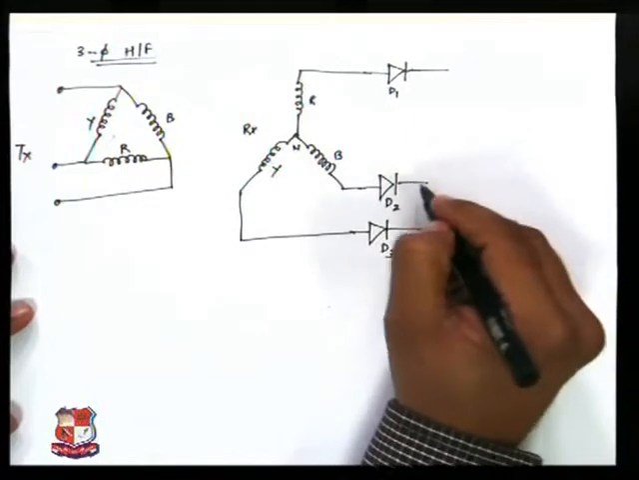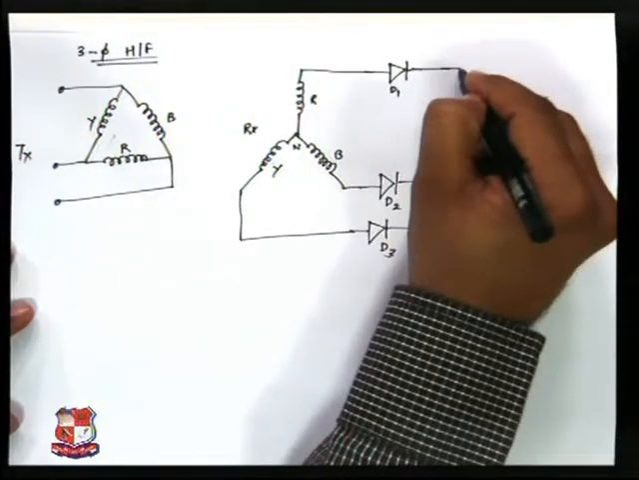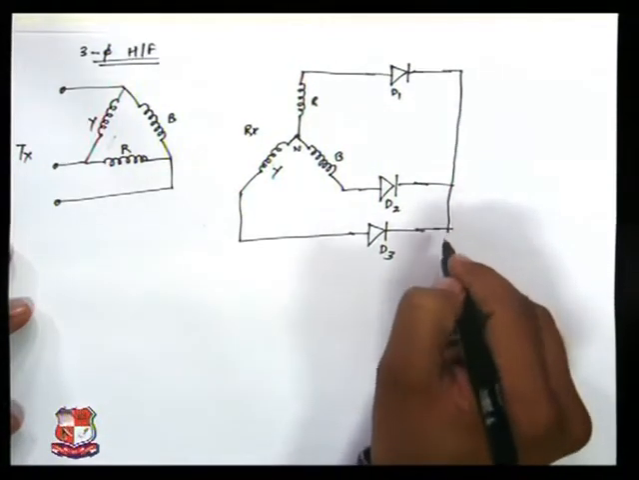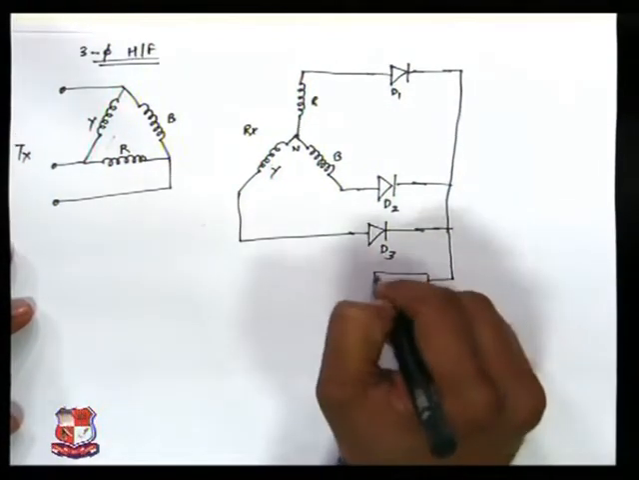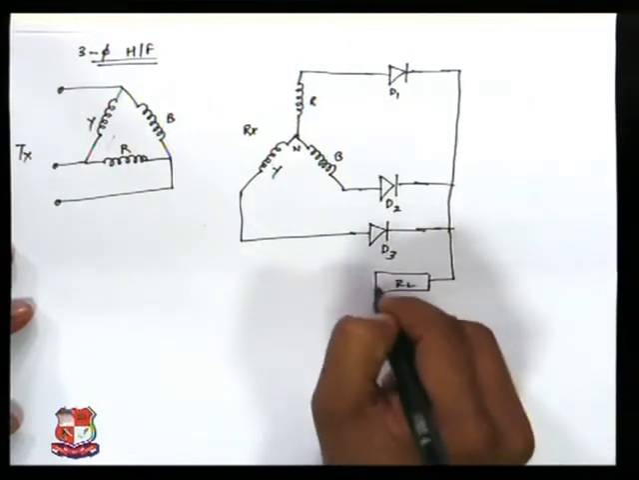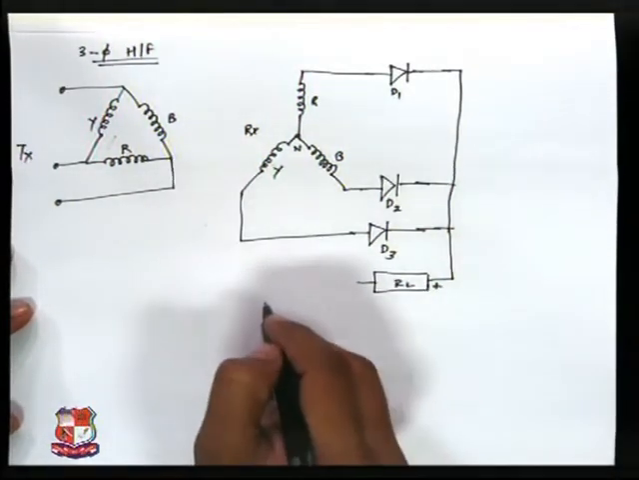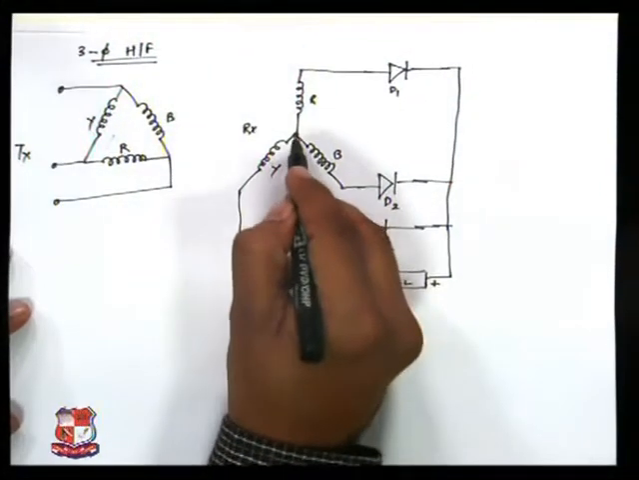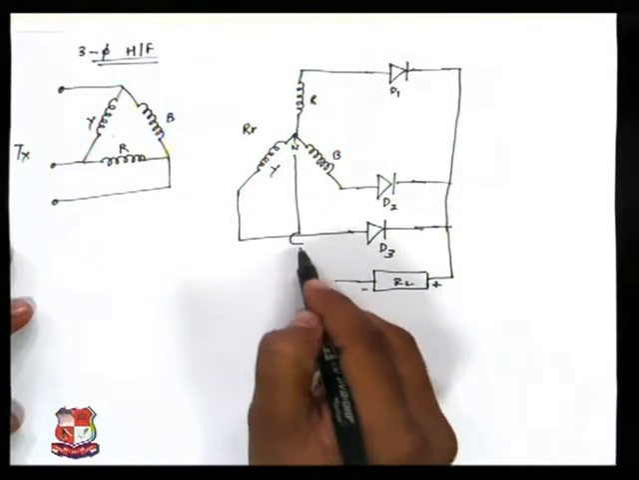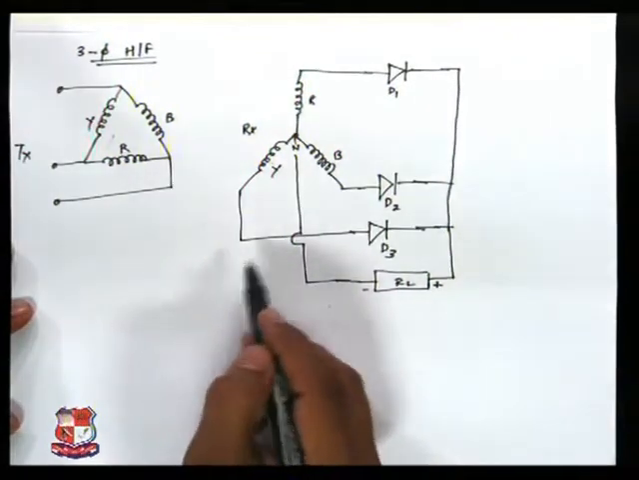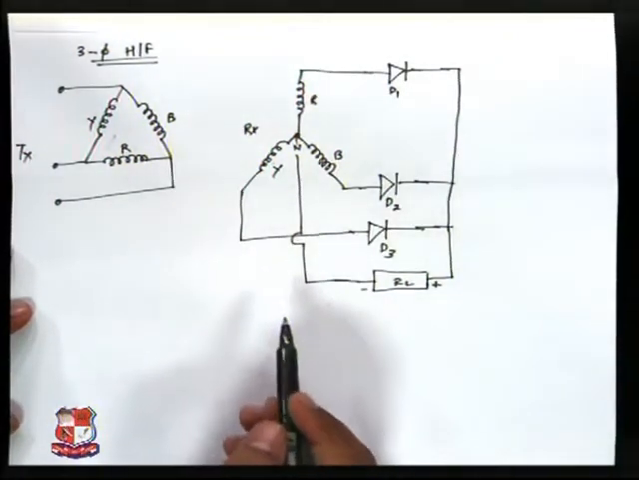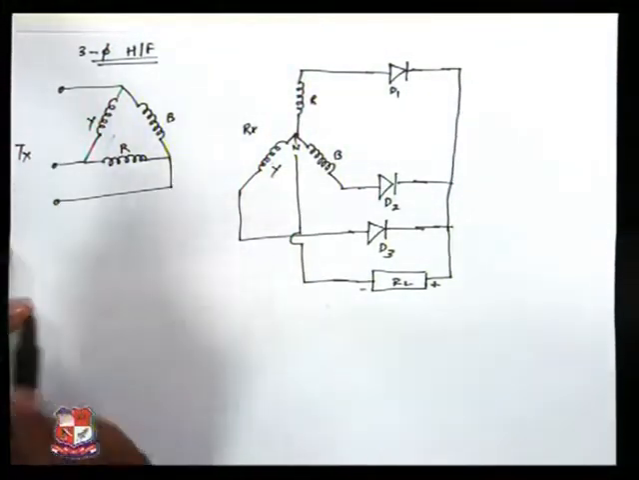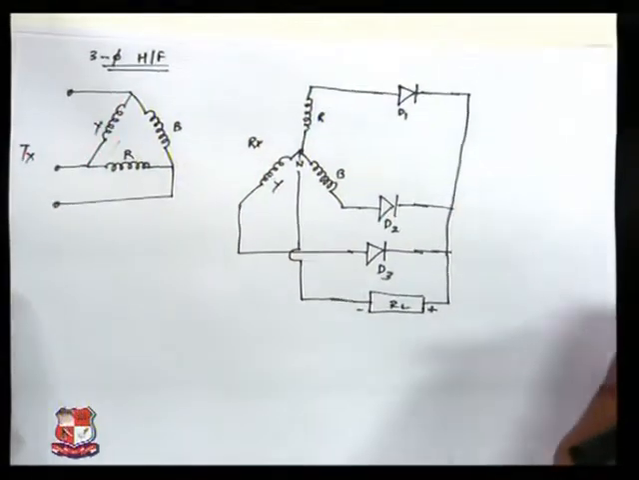Then the cathode terminals of all three diodes are connected with each other and applied to one terminal of the load resistor, and the second terminal of the load resistor is given to the fourth terminal of the winding Y, that is the neutral winding. So this is the circuit of three phase half wave rectifier. Now the input waveform.